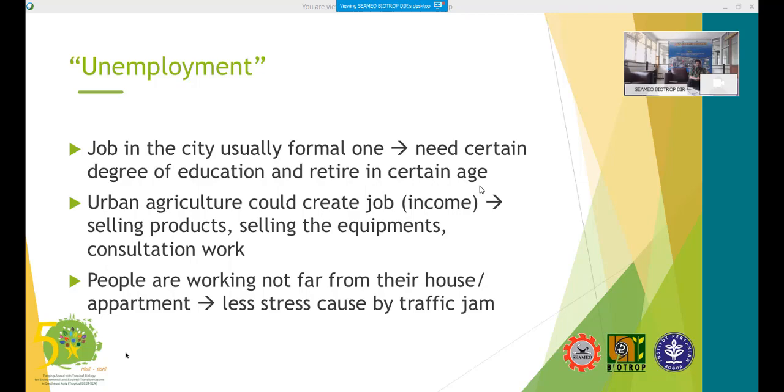It can create jobs or make income, by selling products, selling equipment, and also consultation work. And people are working not far from their house or apartment, so less stress caused by traffic jams. So by practicing urban farming, people do not need to go far from their houses or apartments, so they will be less stressed because of traffic jams. Next.